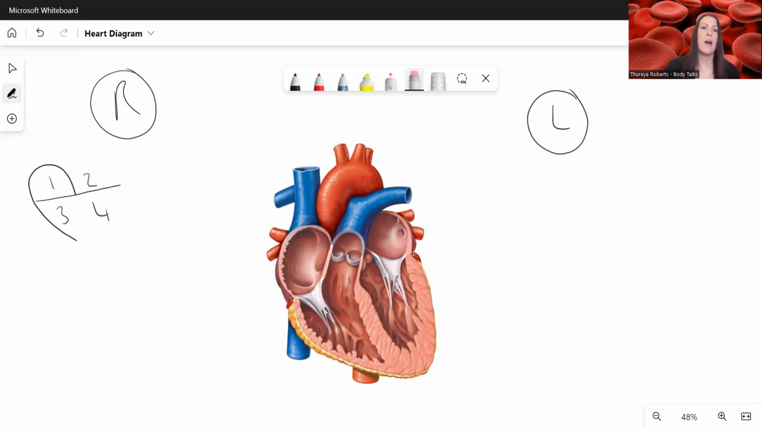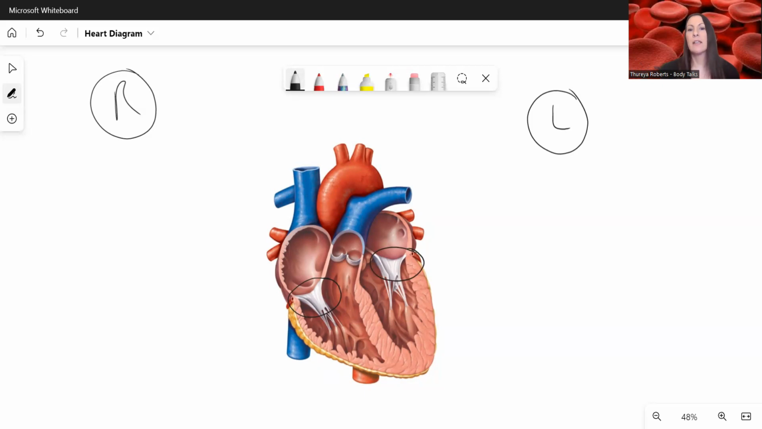So valves are found within the heart, and valves are really important in the fact that they prevent backflow of blood and ensure that blood only travels in one direction to keep everything flowing the way it should within the body. So we have 4 main valves I want to talk about within the heart. So these 2 valves we're going to talk about first, over here on the right-hand side of the heart and on the left-hand side of the heart.